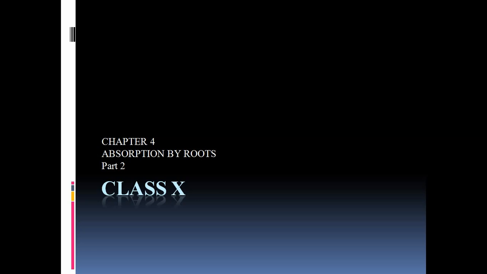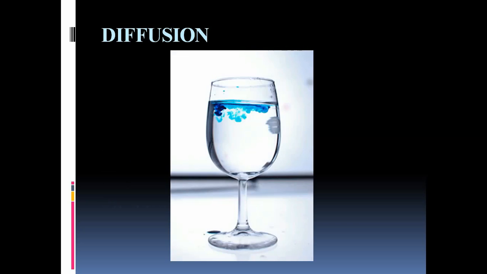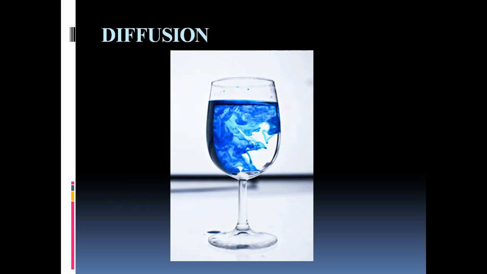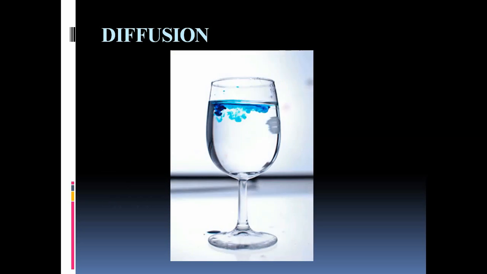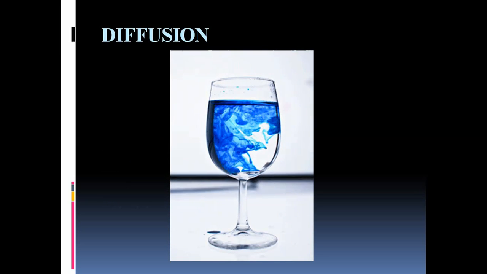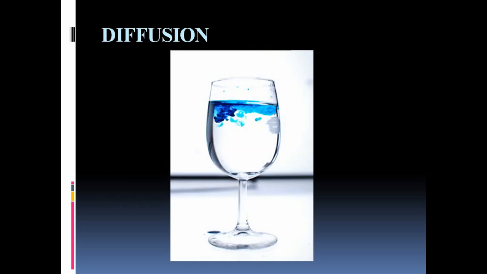Let us start with absorption by roots remaining portion. Today we will start our chapter with some simple experiments. In the picture you can see we are showing you an experiment on diffusion. We know diffusion is the free movement of molecules from their region of higher concentration to their region of lower concentration when the regions are in direct contact.